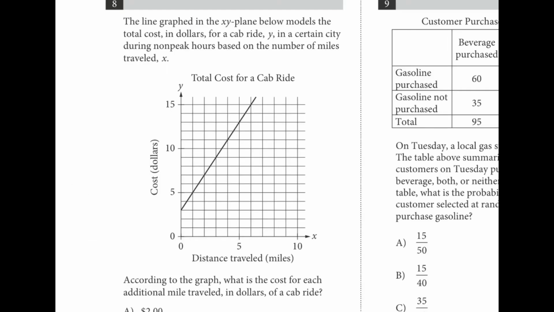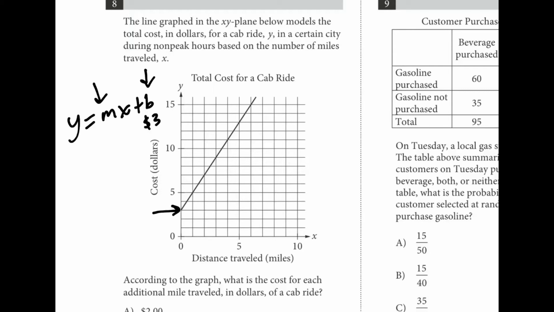So number 8 shows the total cost for a cab ride. And as you travel more miles, the price goes up. But just accepting or requiring a ride has a flat fee as well. So when we think about slope-intercept, this is going to be the price per mile, the slope, and our b value is going to be our initial one-time flat fee. So we can see that that's $3, because that's where it crosses the y-axis.